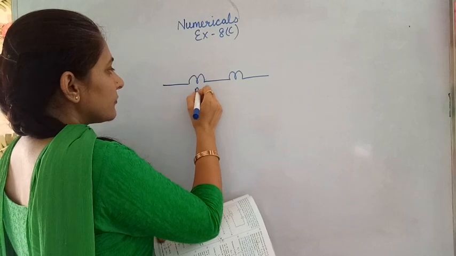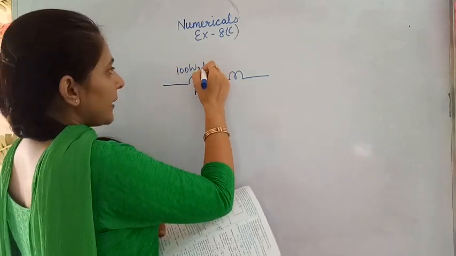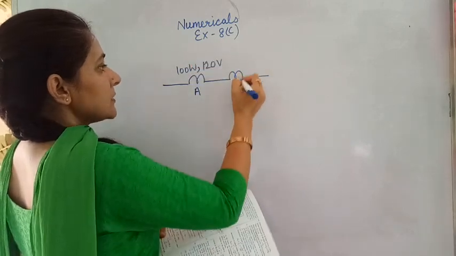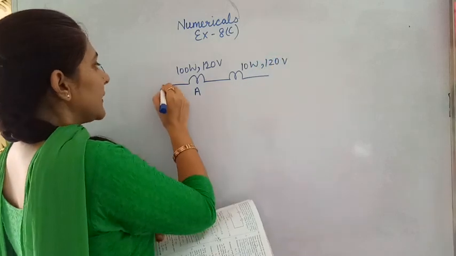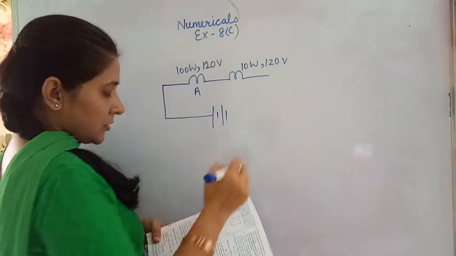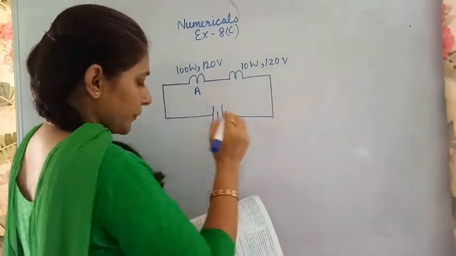The power rating of bulb A is 100 watt and 120 volt, and the power rating for the second one is 10 watt and 120 volt. They are connected across the power source, or the potential difference across them is 120 volt.